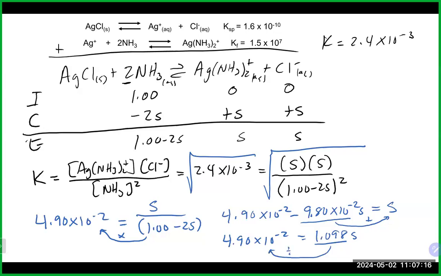Lastly, we're going to divide this to the other side, right? So we're going to take 4.9 times 10 to the minus 2 divided by that. Going to get us an s of 4.46 times 10 to the minus 2. That is the molar solubility of silver chloride in ammonia. First off, any questions on that calculation?